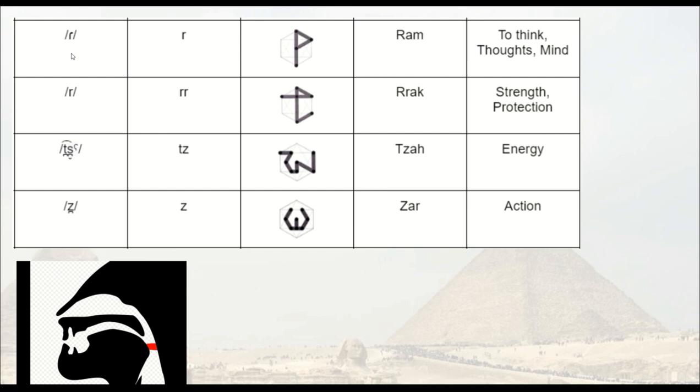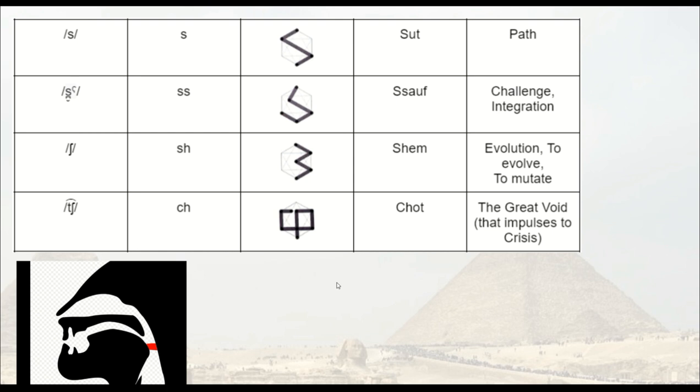Then we have R, meaning to think, or thoughts, or mind. R, meaning strength and protection. F, meaning energy. And Z, meaning action. For this sound, the S-looking sound, it's the same thing as earlier with the back of the tongue closer to the larynx. And same thing here with this sound, but first let's go to S, which means path.